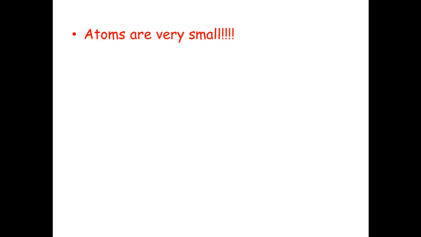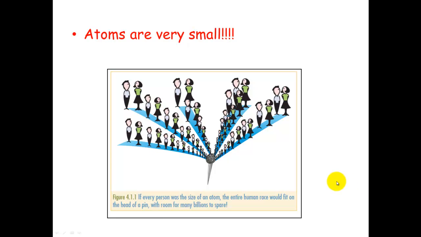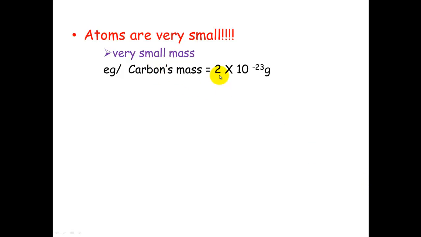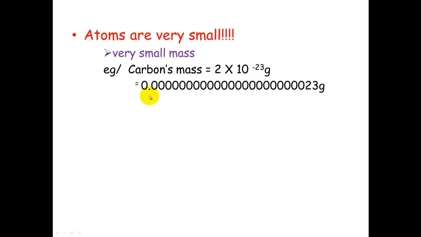Atoms are very, very, very small. I love this diagram here, which says that if every person was the size of an atom, the entire human race would fit on the head of a pin and there'd be room left for billions more people. That's how small atoms are. Because they are so small, they have a very small mass. Carbon's mass is 2 times 10 to the negative 23 grams. That is 0.0000, all those zeros, 23 grams.